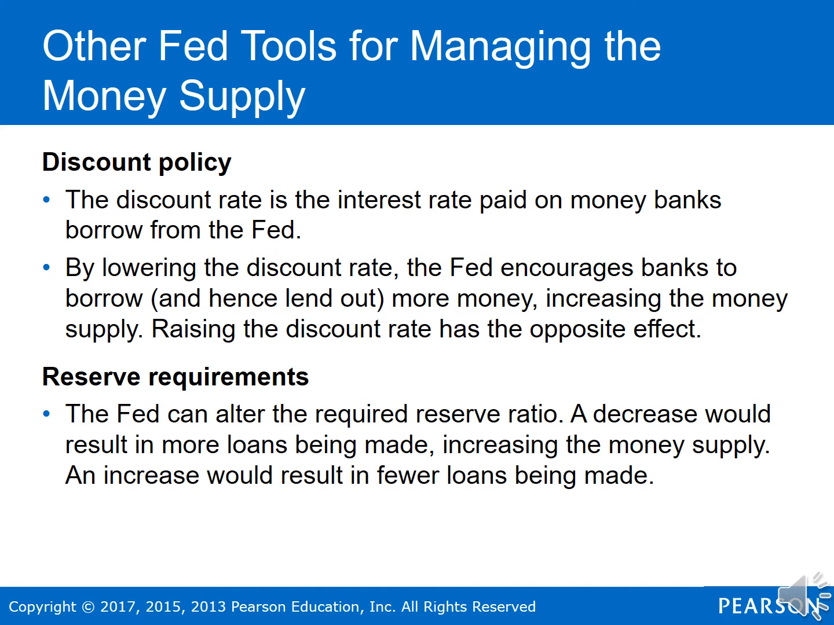An increase in the reserve requirement, say going from 10% to 12%, is going to result in fewer loans being made because banks have to keep more money on hand. So it's going to decrease the money supply.